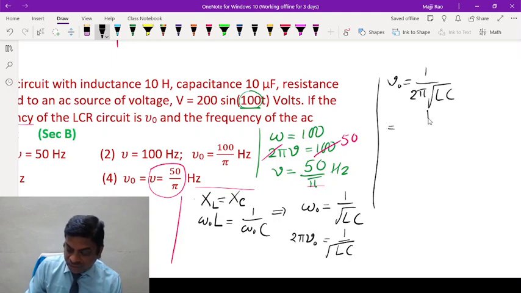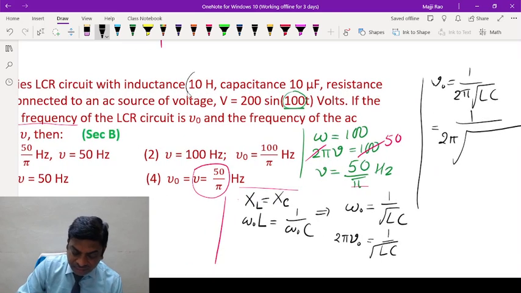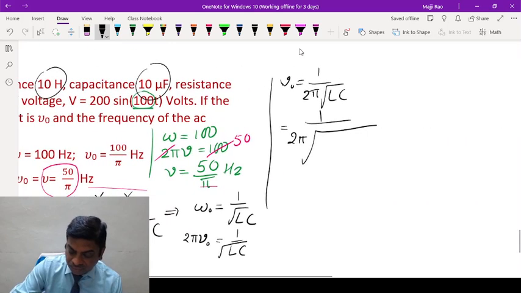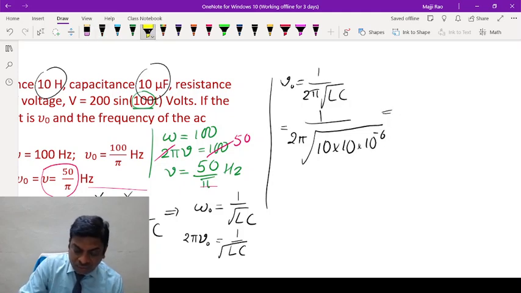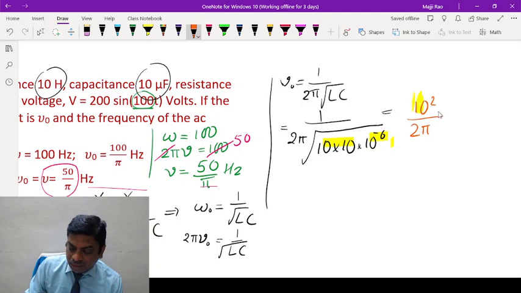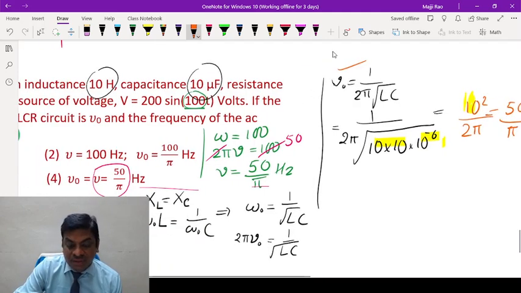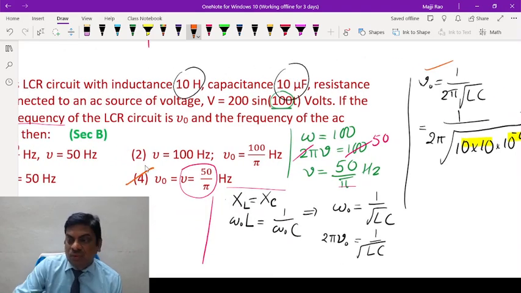So it's a matter of substituting the values. What is L and C? L is 10 and C is 10 micro. Micro stands for 10 power minus 6. So here you have 10 power 2 and 10 power minus 6, so 10 power minus 4, which goes up and becomes 10 power plus 4, but there is a square root, so it will become 10 power 2. So 2 fifties is 100. So 50 by pi. Even the resonant frequency is also the same. So the correct option is the fourth option.